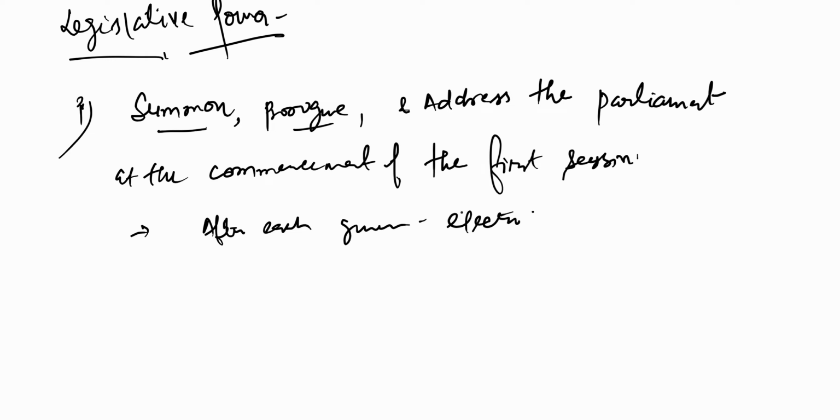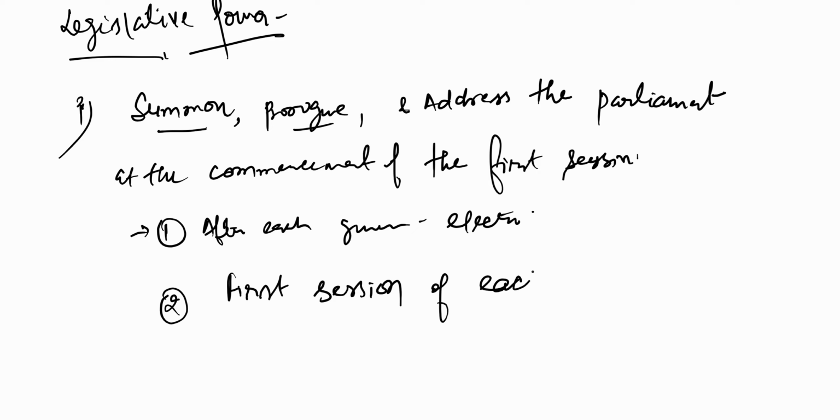So in every 5 years, generally, we have an election, and after the new parliament assembly comes up, the president addresses it after the general election. Second, the first session of each year. Now, if we talk about the first session of each year, what does it mean?